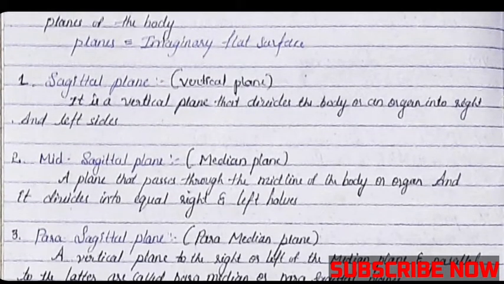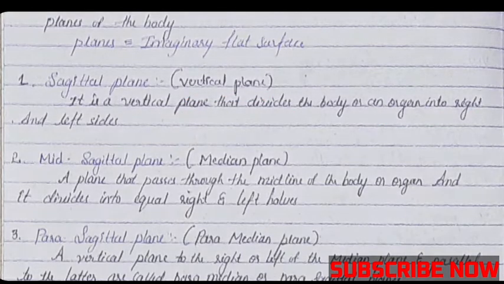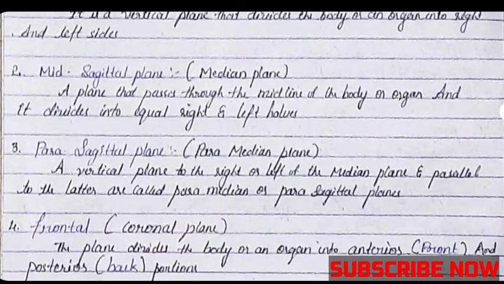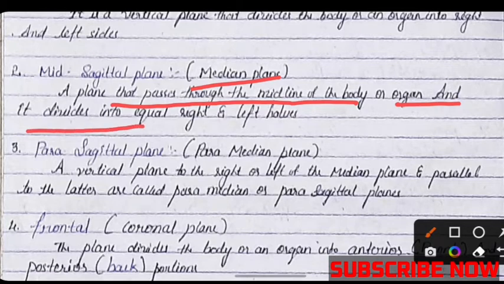First, the sagittal plane, which is also known as vertical plane. It is a vertical plane that divides the body or an organ into right and left sides. Another, the second one, is the mid-sagittal plane, also known as median plane. A plane that passes through the midline of the body or organ and divides it into equal right and left halves.